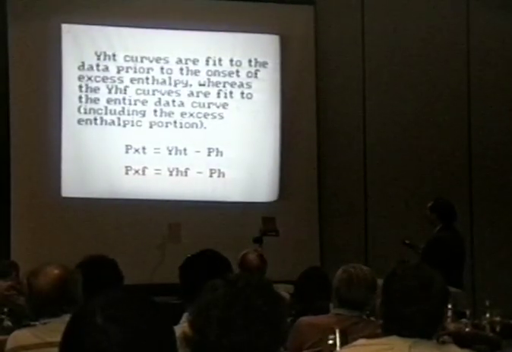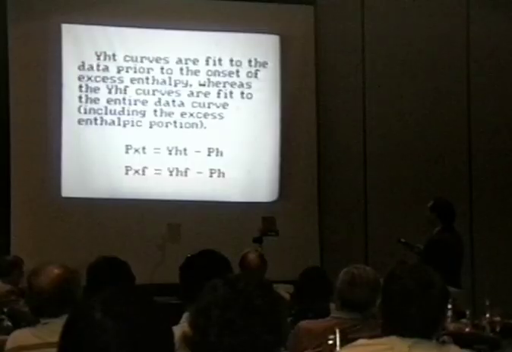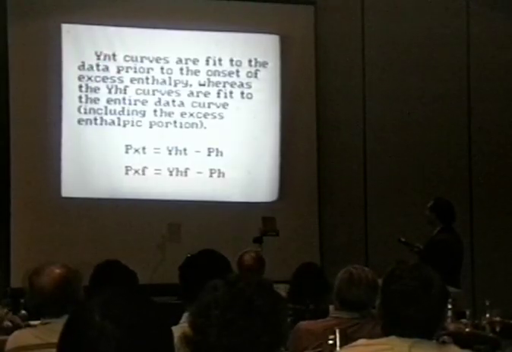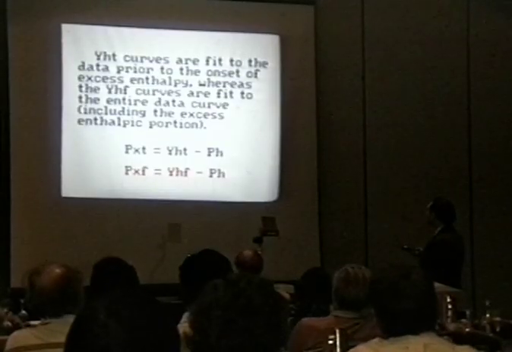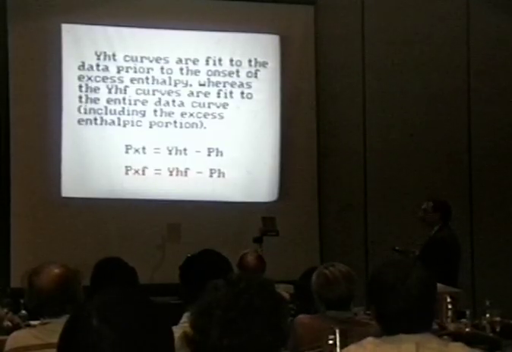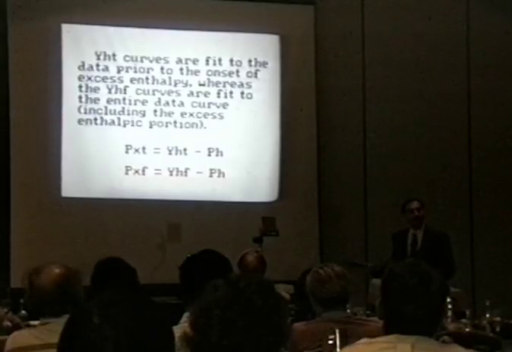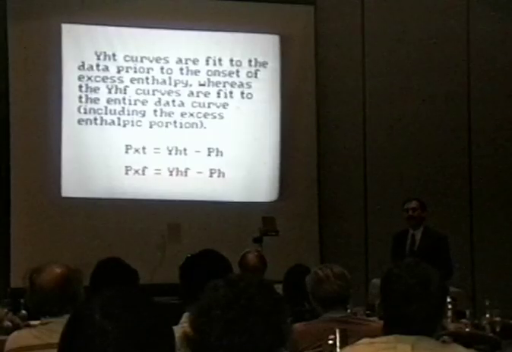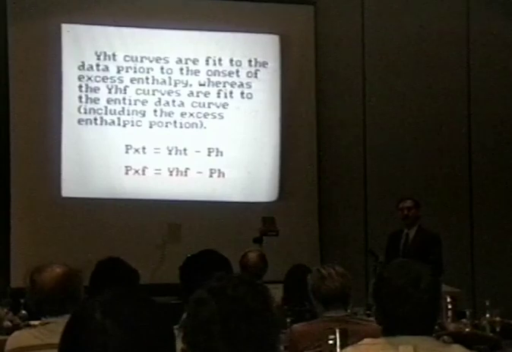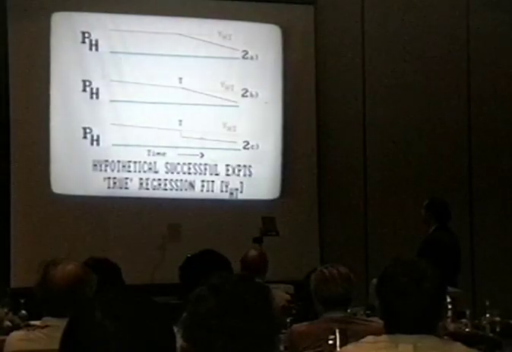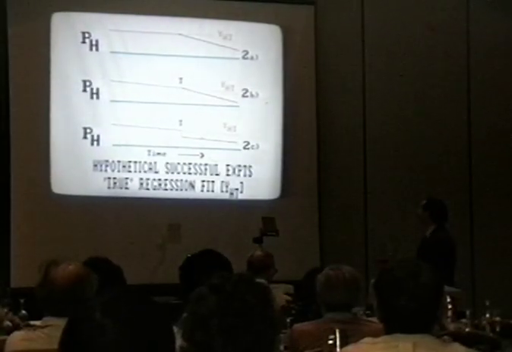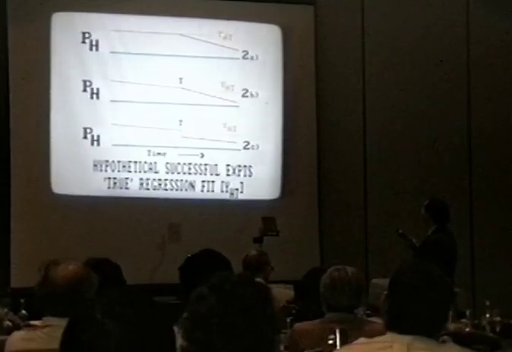Now, what we're going to talk about is the linear regression, and we have two types. I call them YHT and YHF, for true and false, and these are predicated upon whether the linear regression is based upon the initial curve prior to the occurrence of excess enthalpy. And we'll take the two cases. Let's take the case first where it's done right. In that case, we do a regression fit.